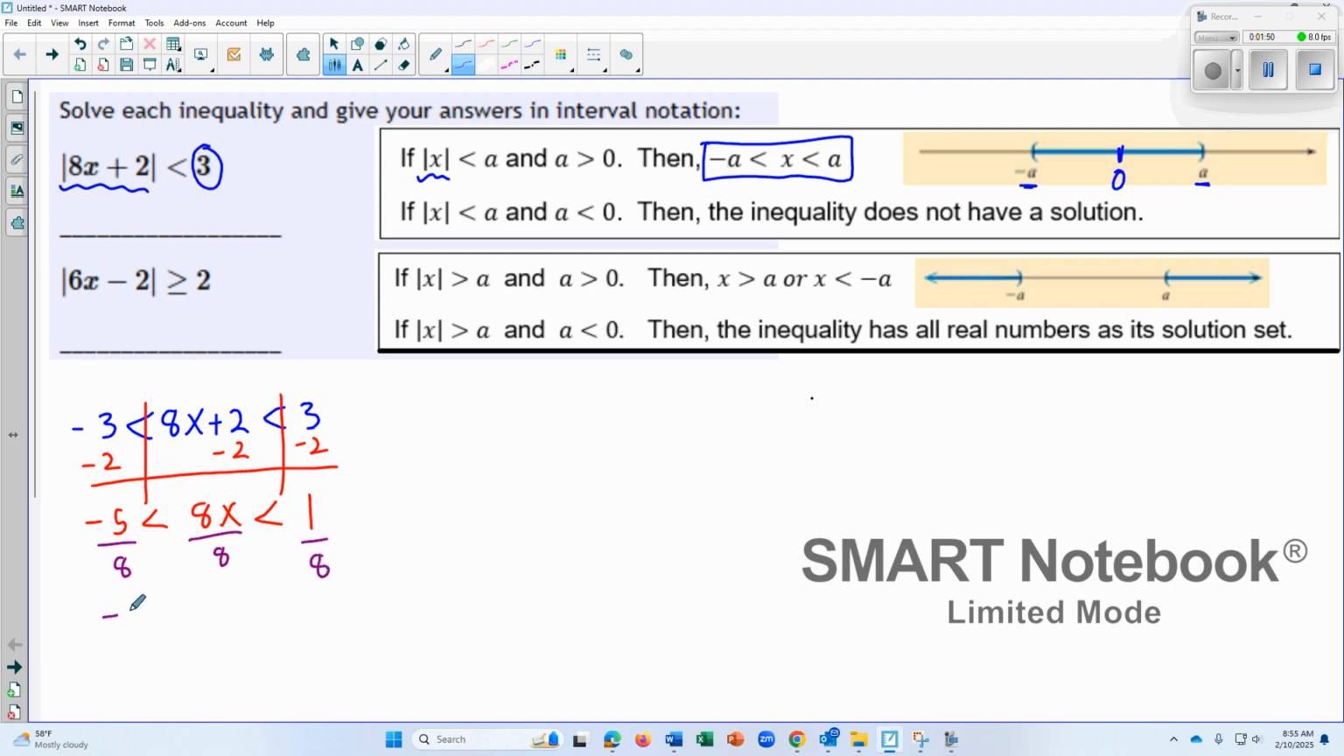So it can get kind of messy if we've got a lot of stuff going on inside of the absolute value. And so that's going to be our solution, everything that's greater than -5/8 but less than +1/8. And so since we don't have the equals to sign underneath it, we have to use our parentheses. So -5/8 and +1/8 on this side with parentheses on both sides.